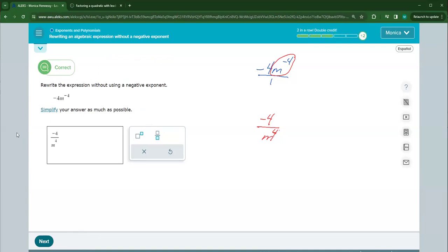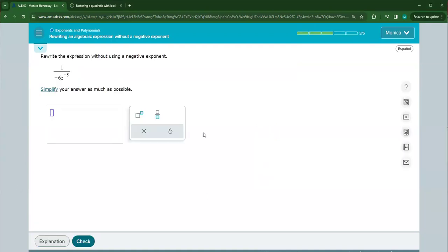Okay, and then last question that we should get, unless we somehow type something wrong or think of something incorrectly. So now this time it's similar to that first one that we have. So we're starting with 1 over -6 z to the -5. That -5 is only attached to the z, so it is going to want to be up on the top, and instead of a negative it becomes a positive, and we should be good to put that in there.